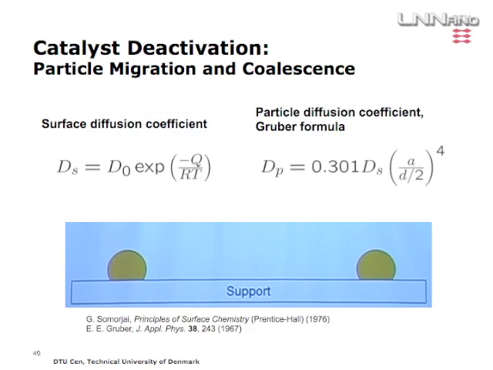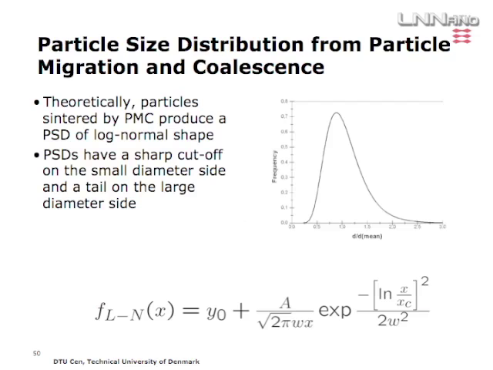On the other hand, the other mechanism is what's called particle migration and coalescence, where entire particles migrate over the surface, and when they get into the close vicinity of each other, they merge into a single particle. That has been mathematically shown to give a log normal size distribution with a tail on the large diameter side and a sharp cutoff on the small diameter side. Experimentally, this is almost entirely what we see.